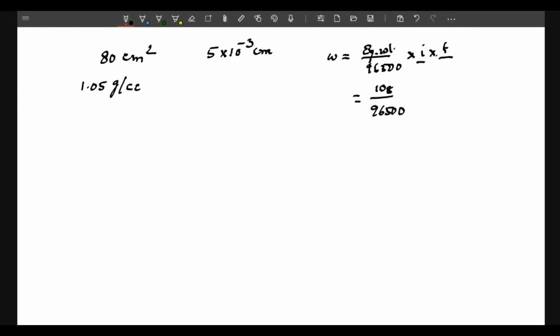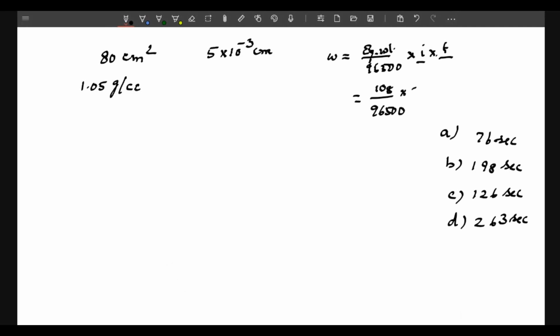Take down the options: A, 76 second; B, 198 second; C, 126 second; D, 263 second. Which is the correct answer? We will see. I is given, 3 ampere current, and T is asked.